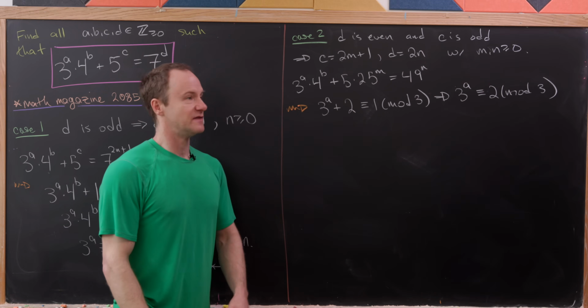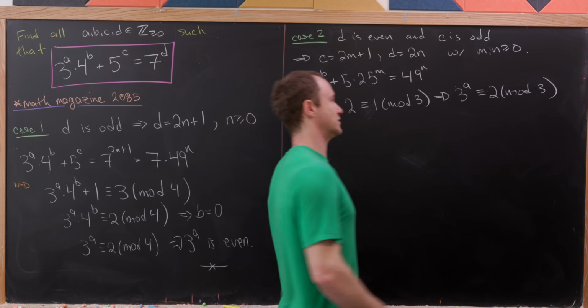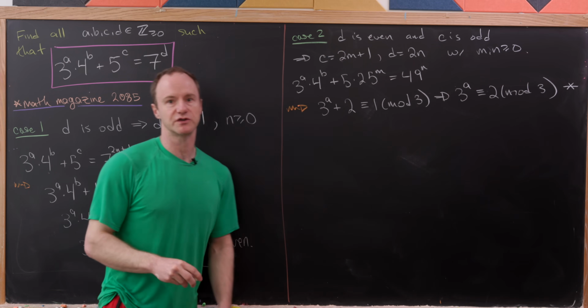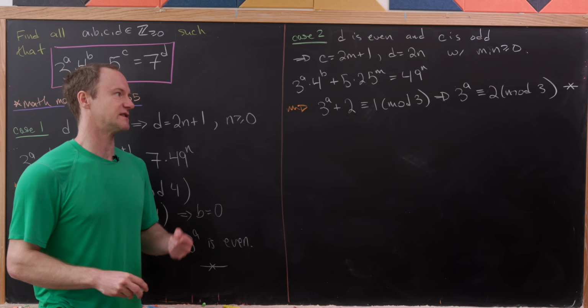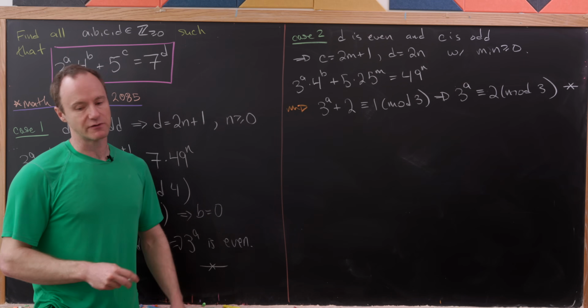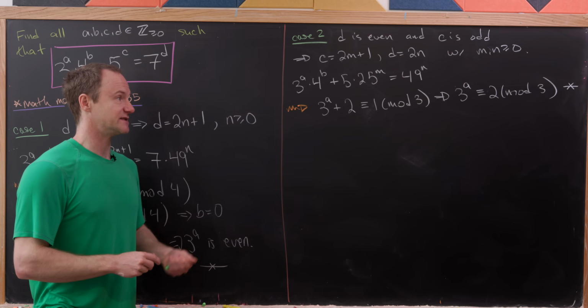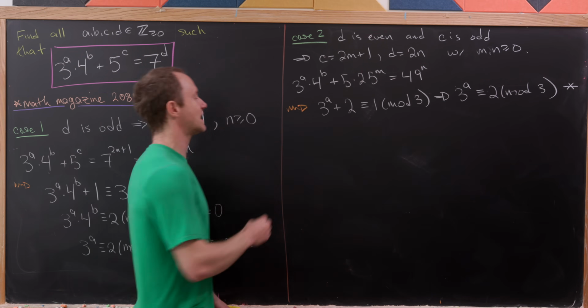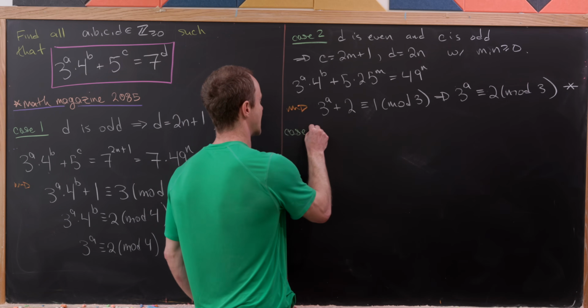But notice that that is also impossible. So if a is equal to 0, then 3 to the a is congruent to 1 mod 3. And if a is bigger than 0, it's kind of obviously 0 mod 3. So never is it 2 mod 3. All right, so now let's move into our next case.